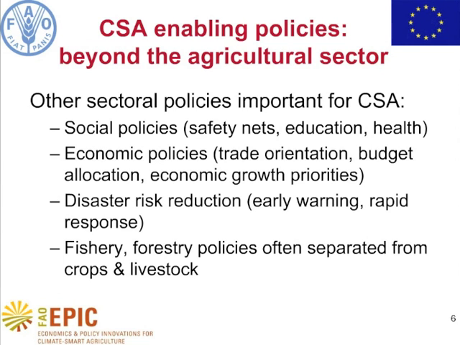Also economic policies, disaster risk reduction, and in FAO, we consider agriculture to include fisheries and forestry, livestock, and crops. But in many countries, fisheries and forestry policies are separate. So these also would need to be coordinated because there's quite a lot of linkage between the fishery, forestry, crop, and livestock sectors. So one of the key features of a CSA enabling policy environment is alignment and coordination across these different kinds of policies, all of which have an effect on the enabling of climate-smart agriculture.